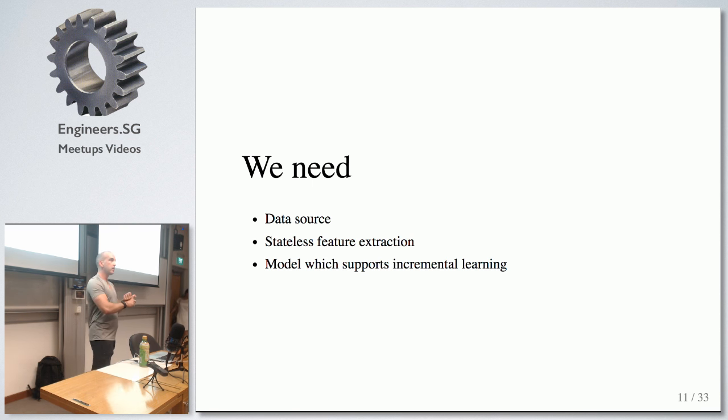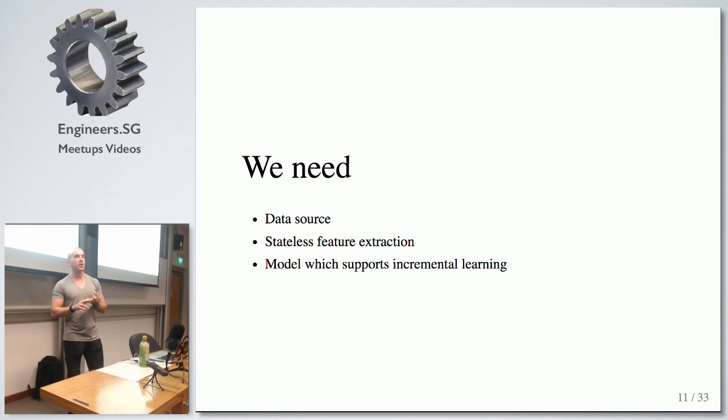So you need a data source which you can think about as a stream instead of a big file. That's one thing. You need a way to process your features without knowing what came before or what came after. And you need some kind of model which can support incremental learning. What I mean by incremental learning is you have a model, you give it a record or some records, some training examples, and it learns those. And then you give it more, and then more, and then more.